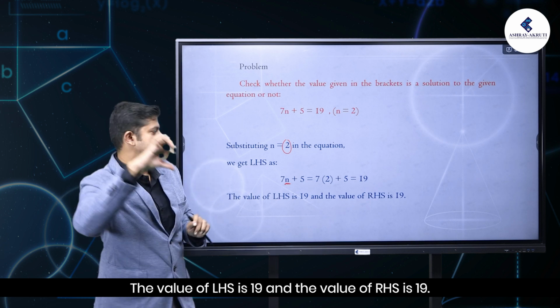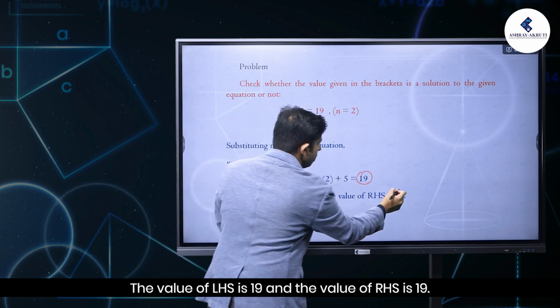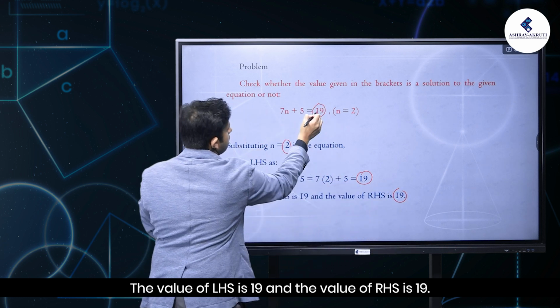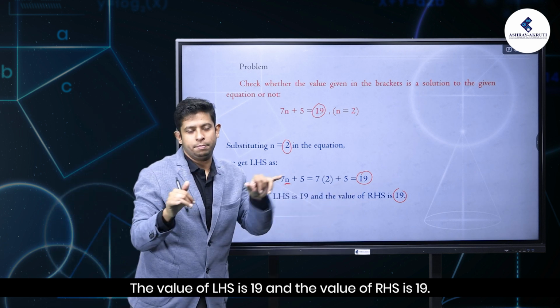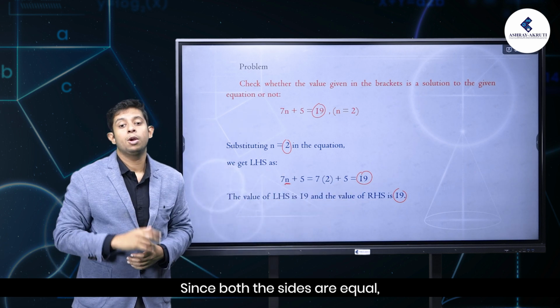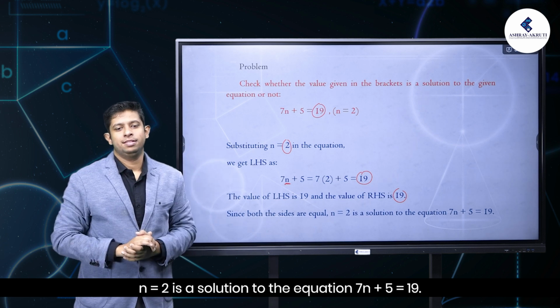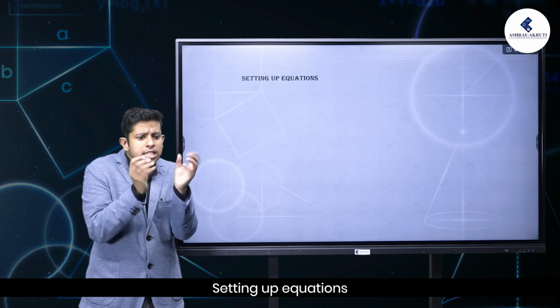The value of LHS is 19 and the value of RHS is 19. Since both the sides are equal, n equals 2 is a solution to the equation 7n plus 5 is equal to 19. Setting up equations.